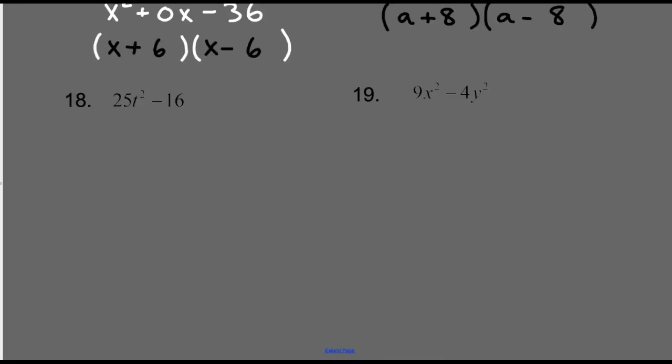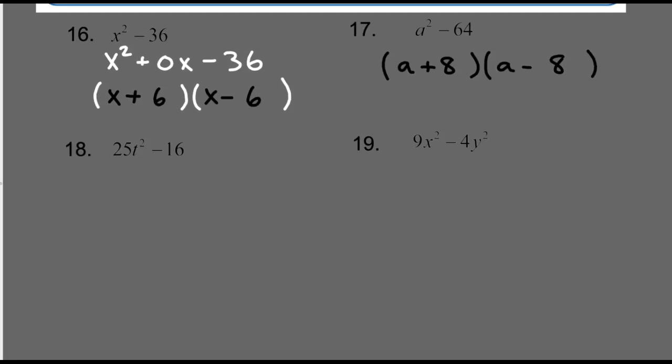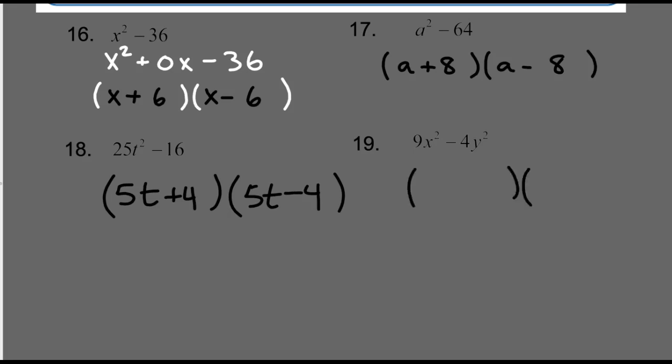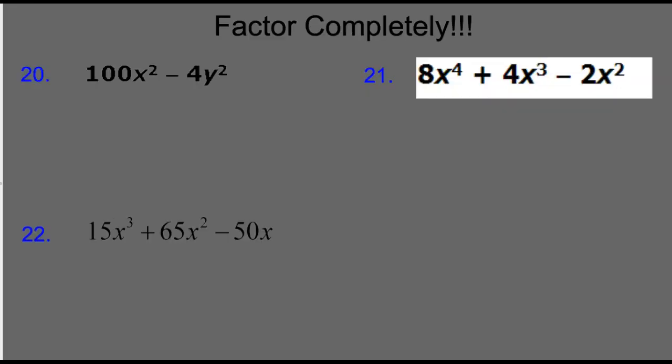All right? So finish up these difference of squares. 25t squared, is that a perfect square? Oh yeah, that's 5t. All right, so I got 5t and 5t, and I got plus 4 and I got minus 4. Okay, we're going to run out of time, so we got to go fast. This one right here, 9x squared. 9x squared is a perfect square. 3x and 3x. Is it a difference? Yes, it is. Okay, that's 2y and 2y. One's plus, one's minus. All right, let's go. We got 2 minutes. 2-minute warning.